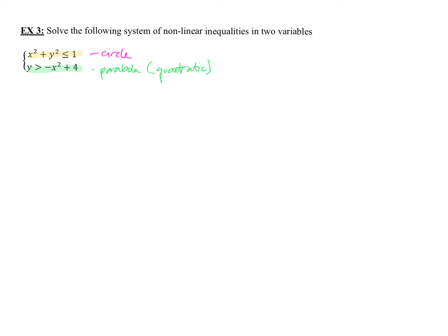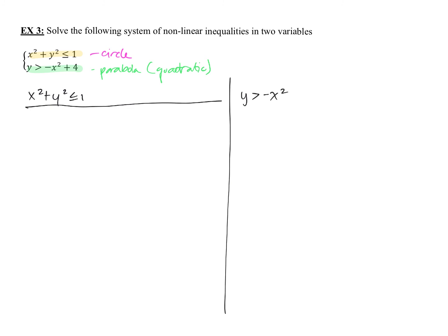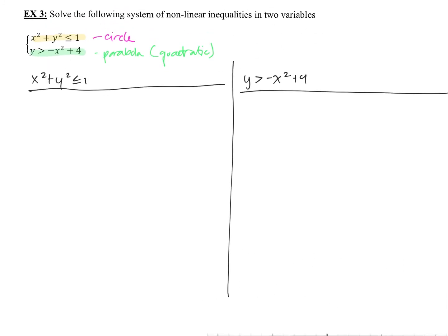Okay, so let's go ahead and get ready to graph these. I'll set it up as usual: x squared plus y squared less than or equal to 1. And then y greater than negative x squared plus 4. And what kind of lines do we have? Well, we have a solid line here. And we have a dotted here. Remember, we base that all on the inequality sign that we have.